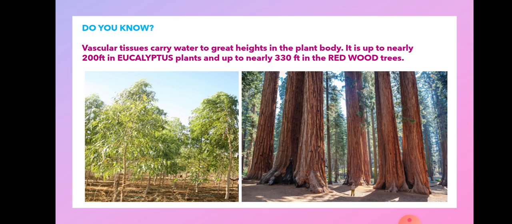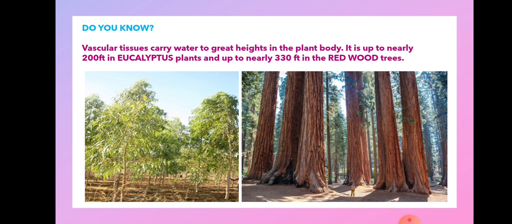One more point. Do you know how the vascular tissue carries water to great heights in the plant body? It is up to nearly 200 feet in eucalyptus plants and up to nearly 330 feet in redwood trees, children. They conduct through xylem and vascular tissues. Xylem and phloem will conduct food and water.